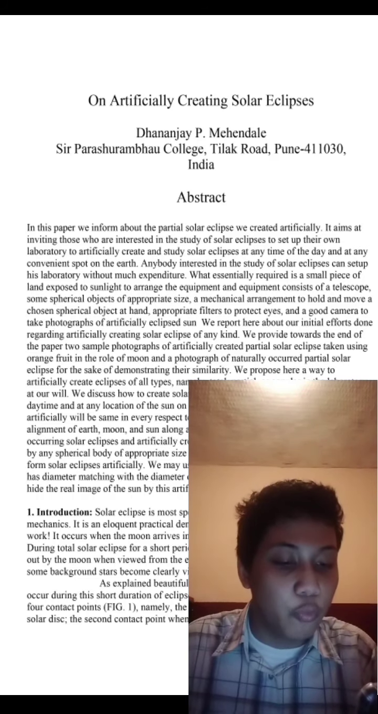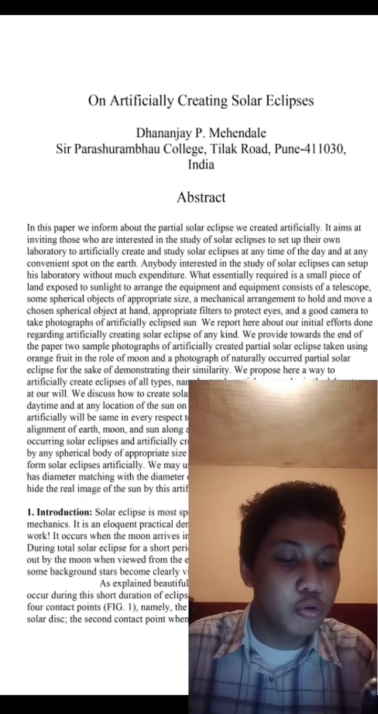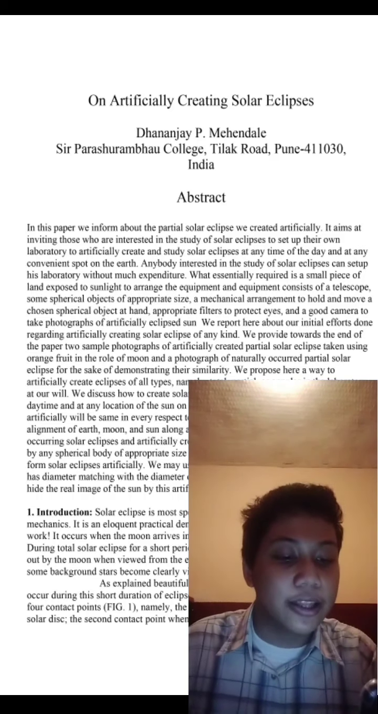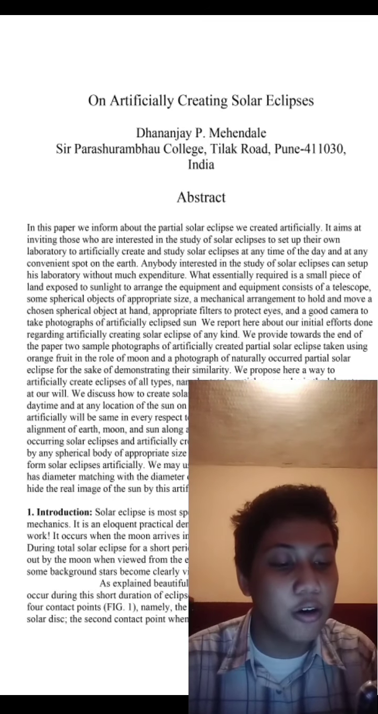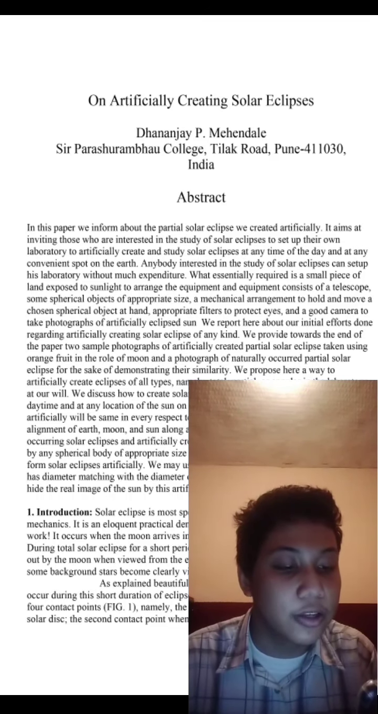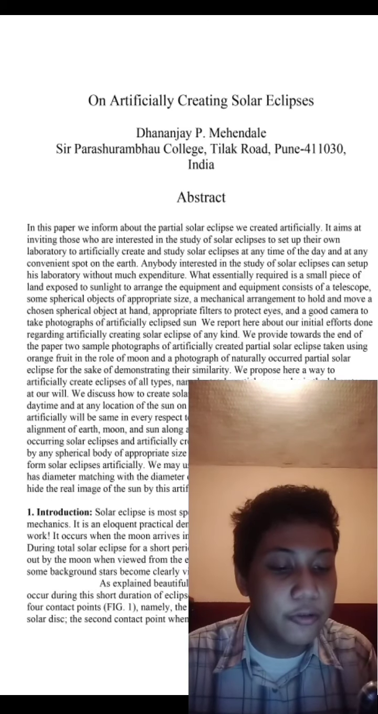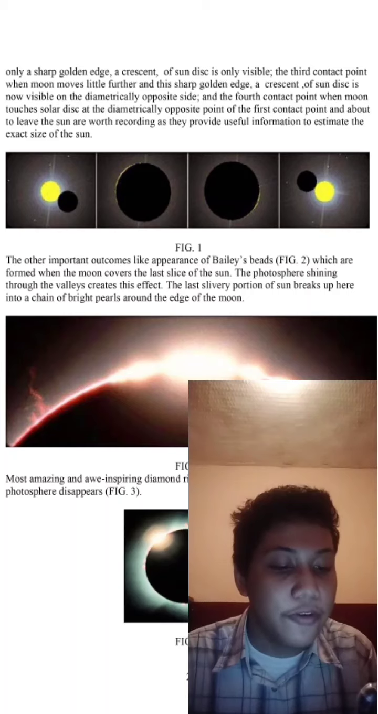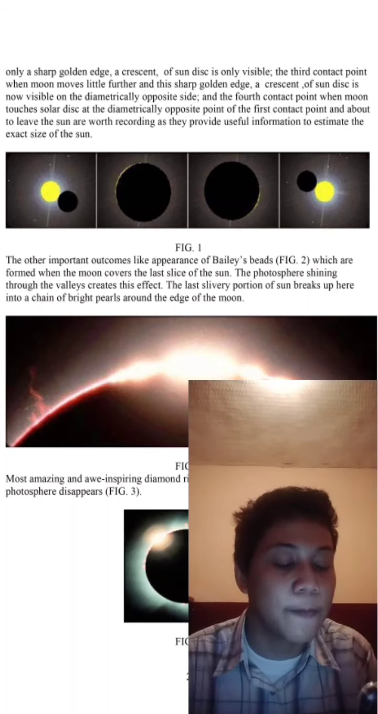At our will, we discuss how to create solar eclipse at any location of Earth, at any day, time, and at any location of the Sun on its daytime trajectory. This eclipse formation artificially will be the same in every respect as a naturally occurring eclipse due to perfect alignment of Earth, Moon, and Sun along a straight line.